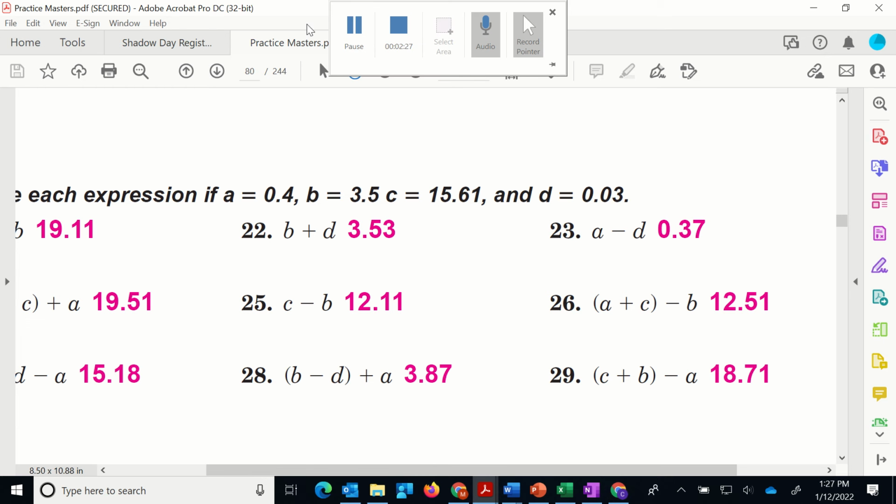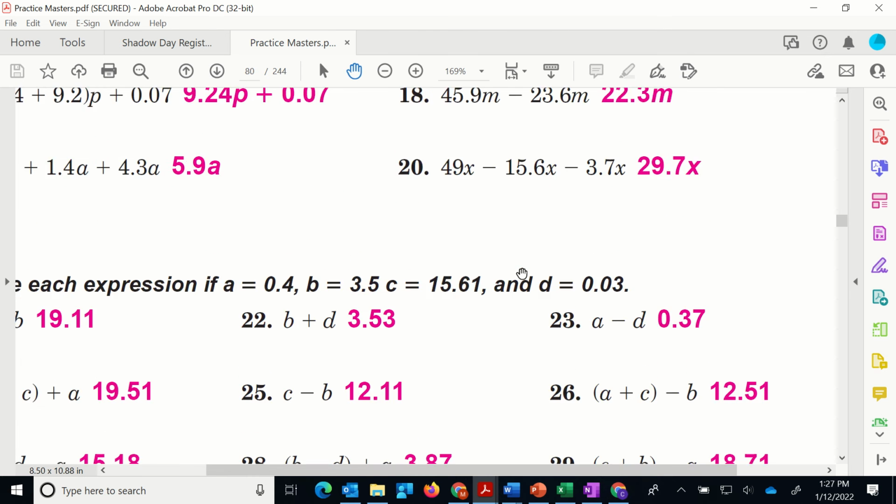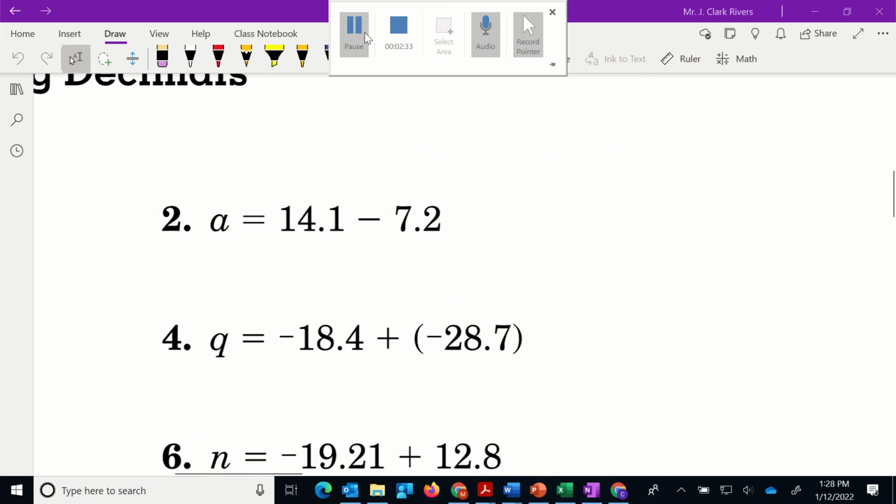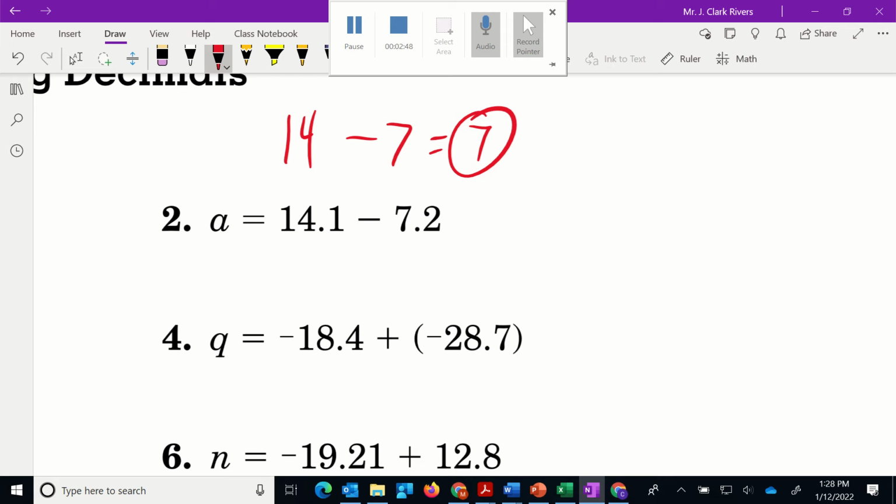Lucy. Wait, can you just go up to number 4? Sure. All right, we had a question in class about number 2. Remember to do your estimate. That'll help guide you. This is about 14, and then 7.2 is about 7. 14 minus 7, we should have an answer somewhere around 7. So that's our estimate.